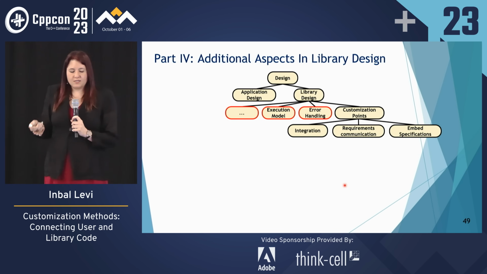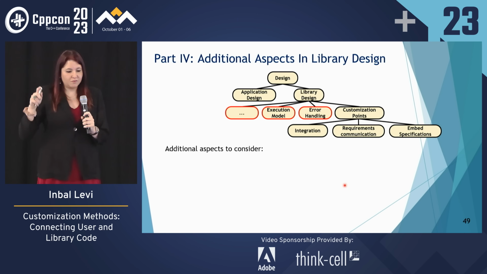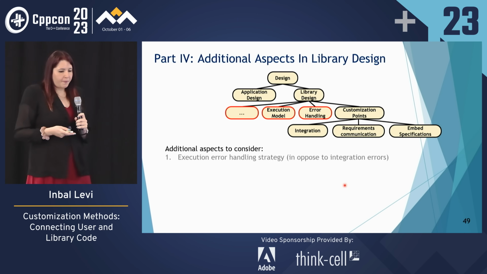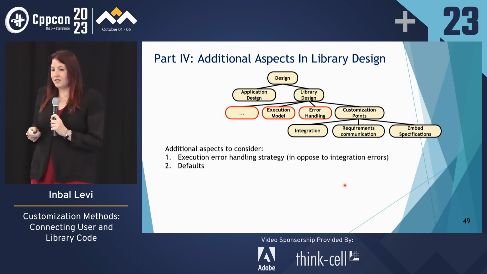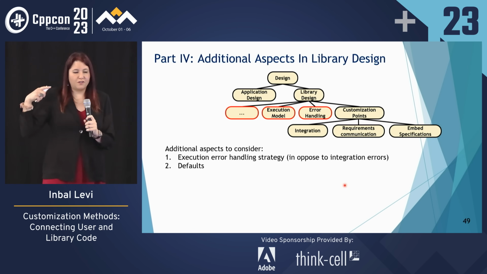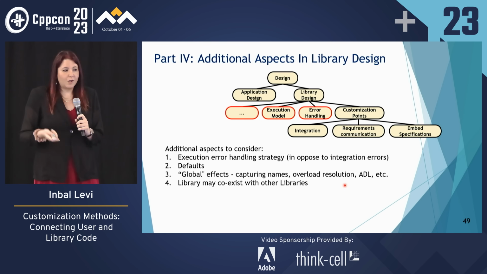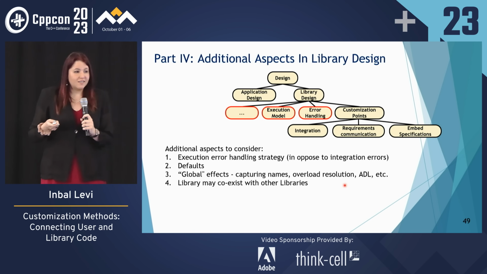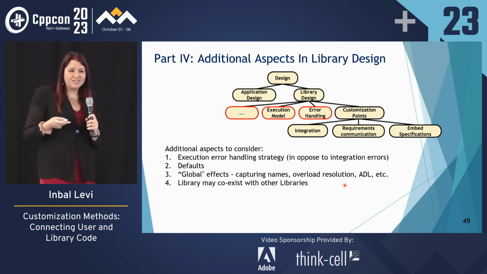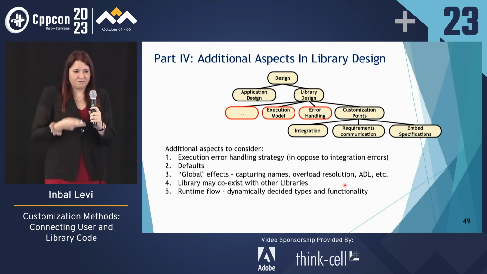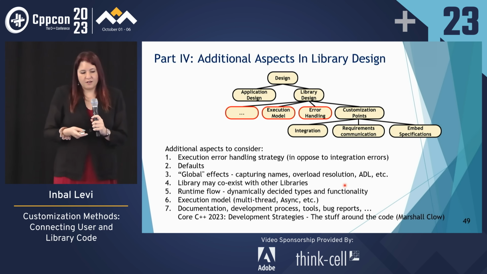But as I mentioned, this is part of designing a library, and there are a lot of other things. So I just want to very briefly go over those. There's error handling, there's defaults, right? Not necessarily all the defaults that library authors think are the correct ones for users. There are global effects, like we saw, capturing names, ADL, etc. This means something when you get two different libraries. It means something if you capture a name, right? Might clash. There's runtime flow, execution model, etc.